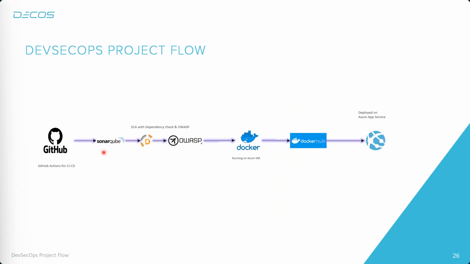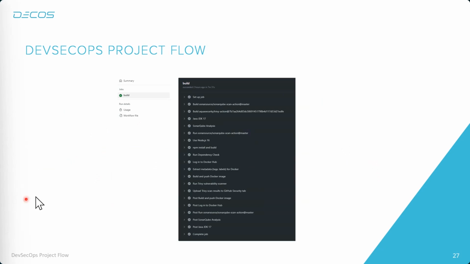Then again we have SonarCube for code quality check, and then dependency check. It checks the third party libraries binaries. Then it does the scan using SCA OWASP tool, and on Azure VM, it builds the Docker image and pushes the image to the Docker Hub. And finally, the application gets deployed over the Azure App Service. And this is the output of our GitHub Actions pipeline. So here are the different stages. So we'll see these things in live demo.